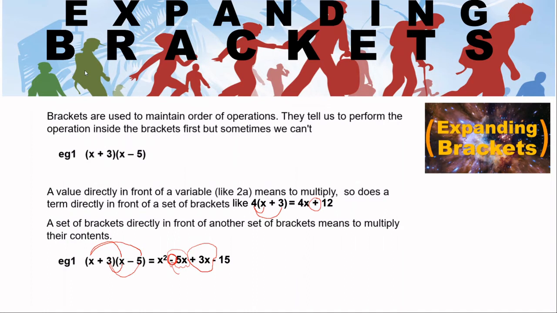So let's simplify this expression. X squared will not change, but minus 5x plus 3x will be negative 2x. So we've got x squared minus 2x minus 15. The brackets have been expanded, and that's our simplified answer.